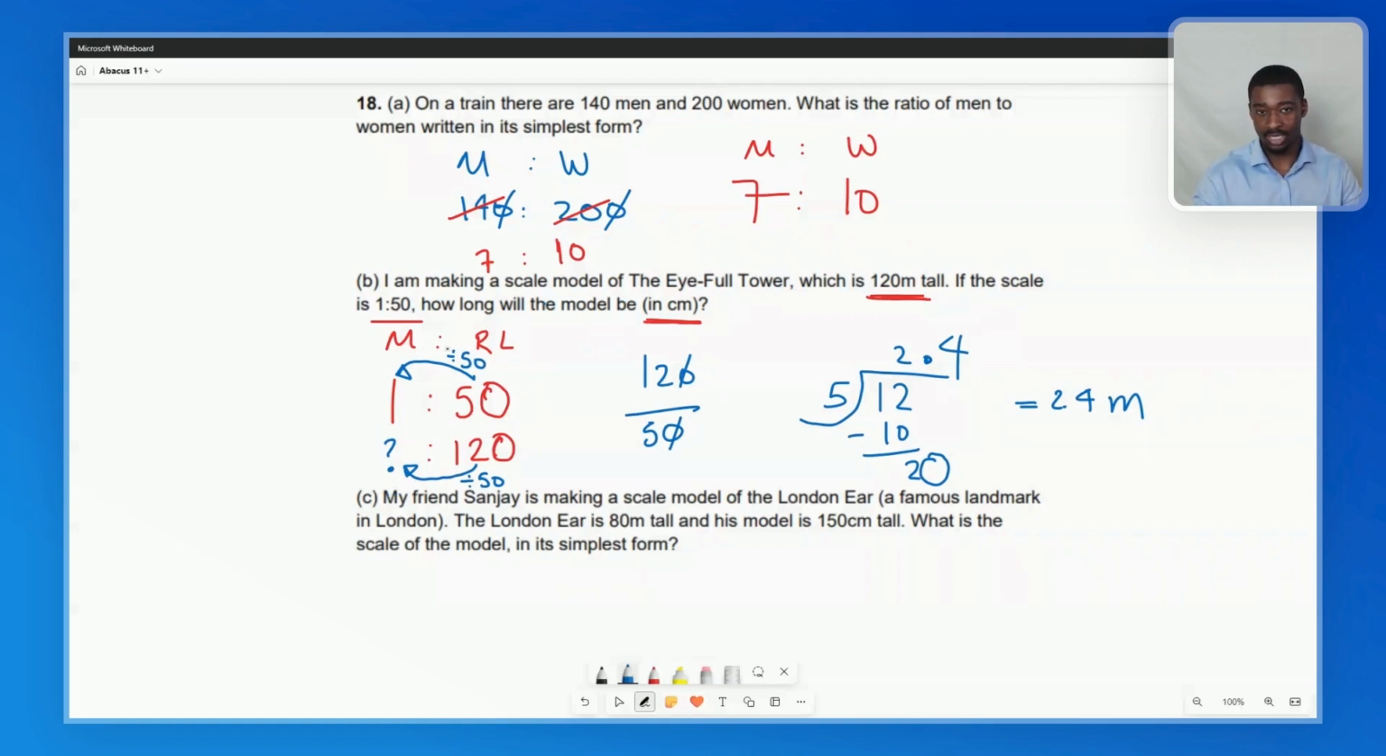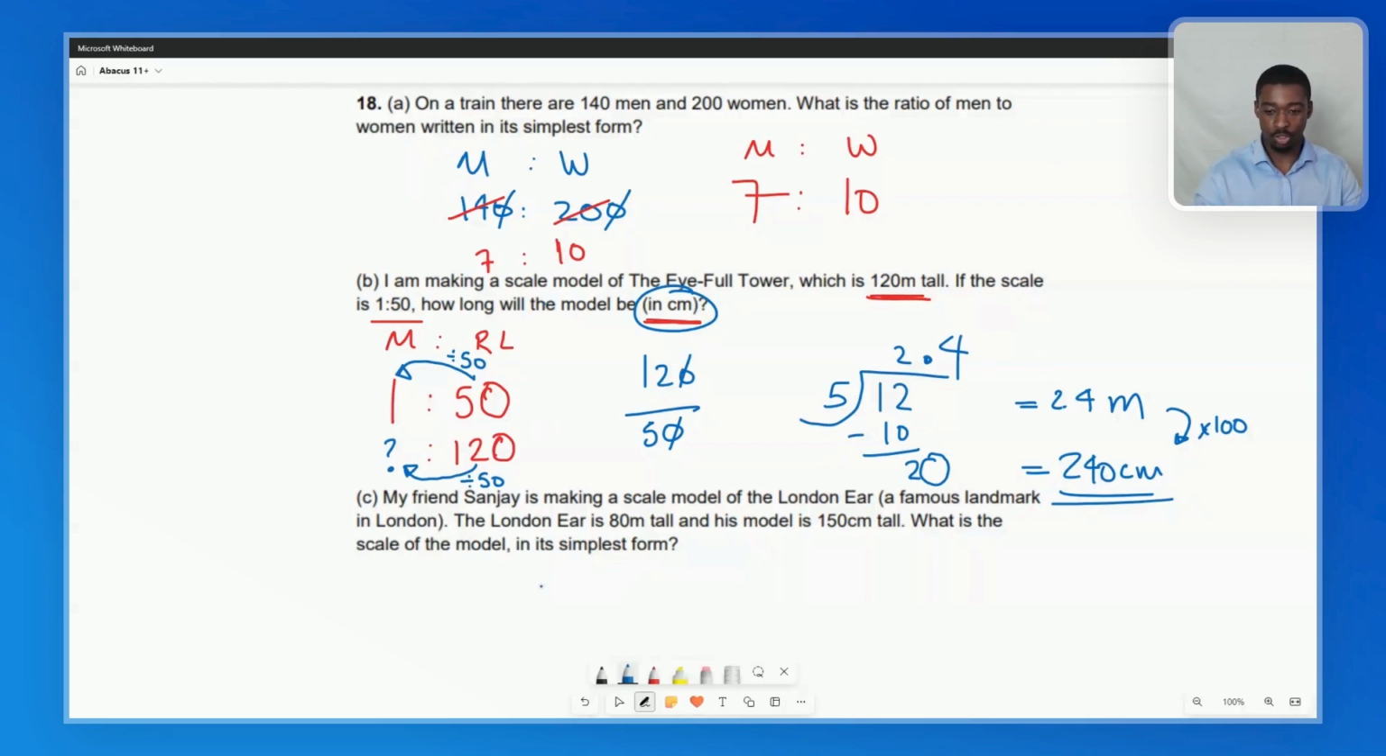But as we said at the start, how long will the model be in centimeters? This will be 240 centimeters, because there are 100 centimeters in a single meter, so we times it by 100. So our answer is 240 centimeters.